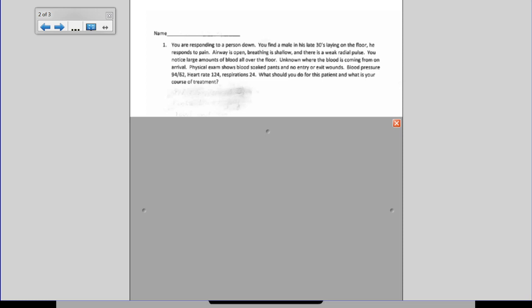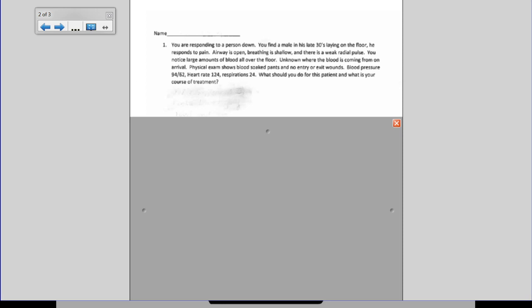Question 1, you are responding to a person down. You find a male in his late 30s lying, or in this case laying, on the floor. He responds to pain. Airway is open, breathing is shallow, and there is a weak radial pulse. You notice a large amount of blood all over the floor. It is unknown where the blood is coming from on arrival. Physical exam shows blood-soaked pants and no entry or exit wounds. Blood pressure is 94/62. The pulse rate is 124. Respiratory rate is 24. What should you do for this patient, and what is your course of treatment?